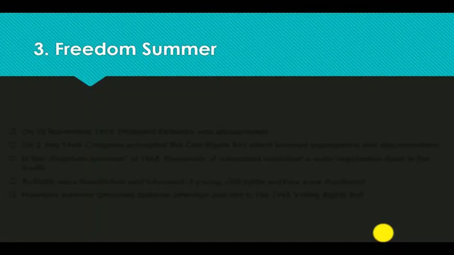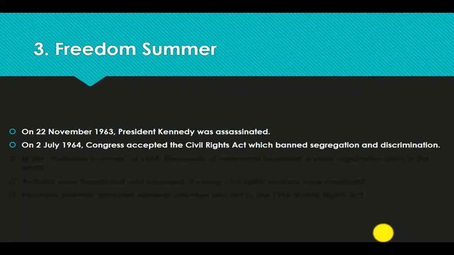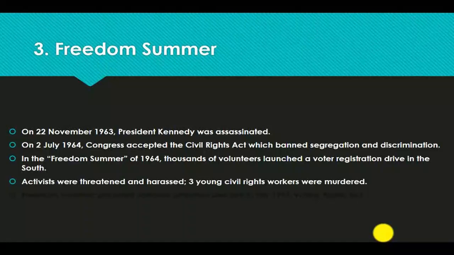Freedom Summer is another one of those that can be examined as well. On the 22nd of November 1963, President Kennedy was assassinated. On the 2nd of July 1964, Congress accepted the Civil Rights Act, which banned segregation and discrimination. In the Freedom Summer of 1964, thousands of volunteers launched a voter registration drive in the South. Activists were threatened and harassed, and 3 young civil rights workers were actually murdered as a result.